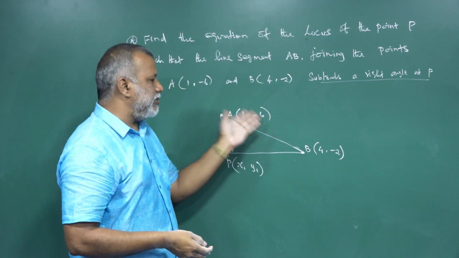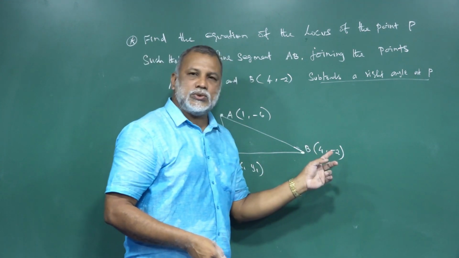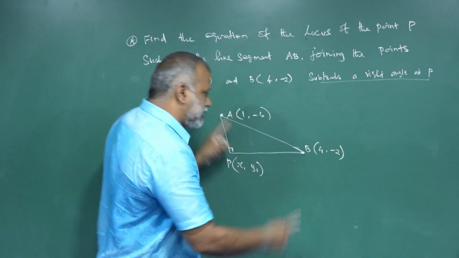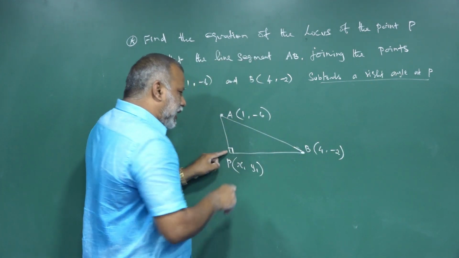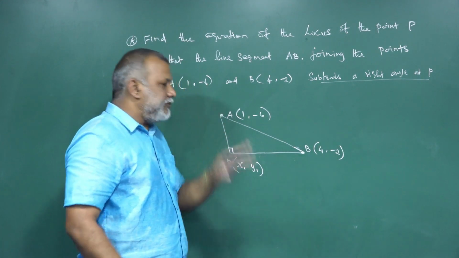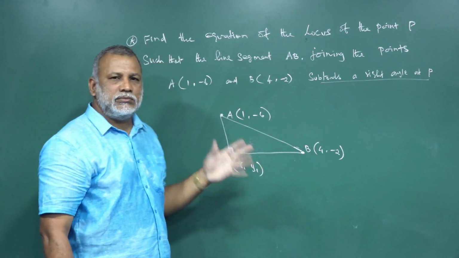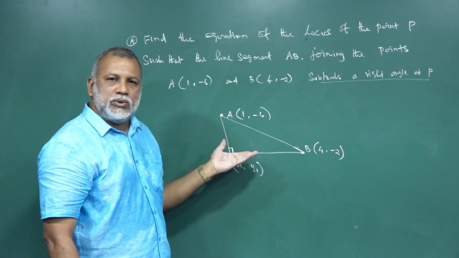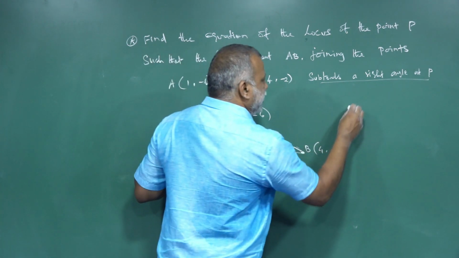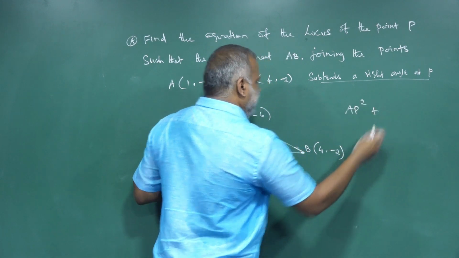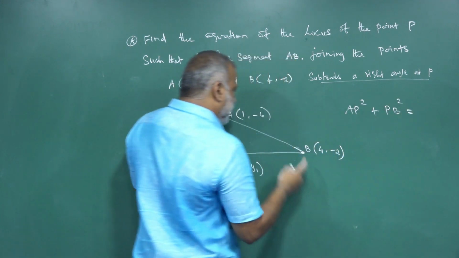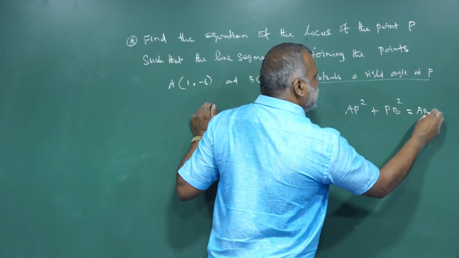I am taking A (1, minus 6), B (4, minus 2). So the right angle is at P. This line AB subtends a right angle at P. So I am selecting a point P of x1, y1. Now you are able to see this diagram. It is a right angle triangle. You have to use hypotenuse squared equal to the sum of the squares of the other two sides. See here from this diagram once again, this is the required condition: AP squared plus PB squared is equal to AB squared.